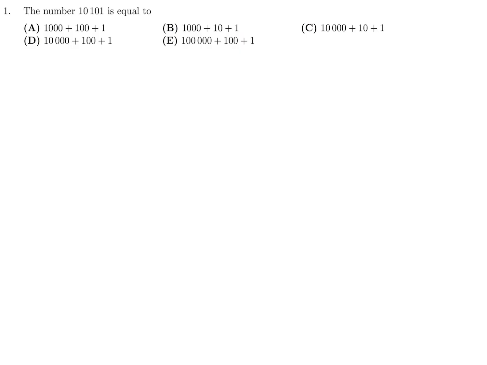The number 10101 is equal to, well, we have 10,101. That's obviously 10,000 plus 100 plus 1, right? If you were to do it like a simple addition question. And of the answer choices, 10,000 plus 100 plus 1 is choice D, right there.